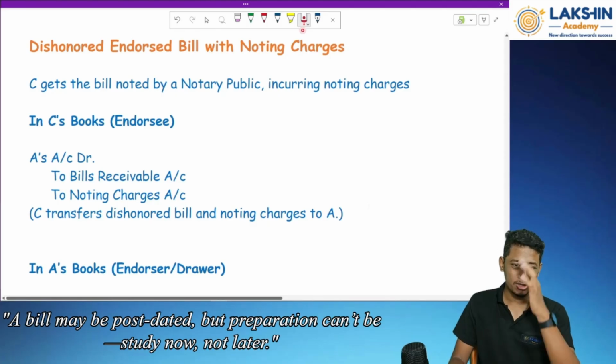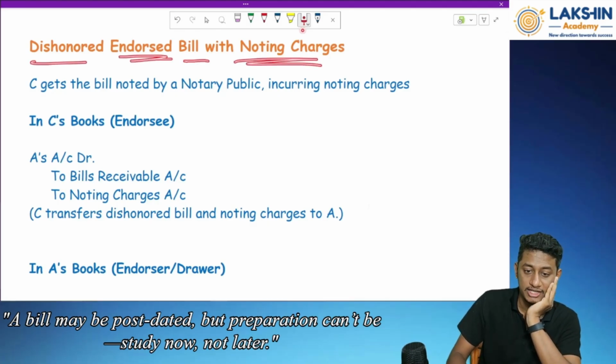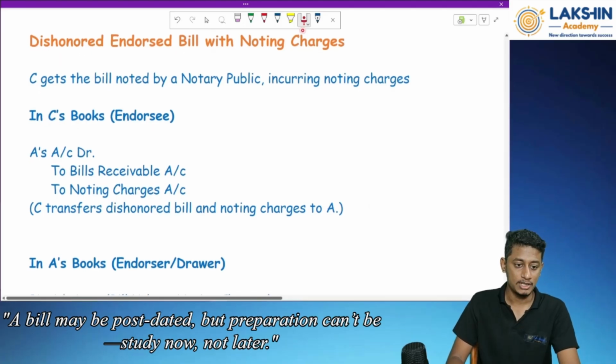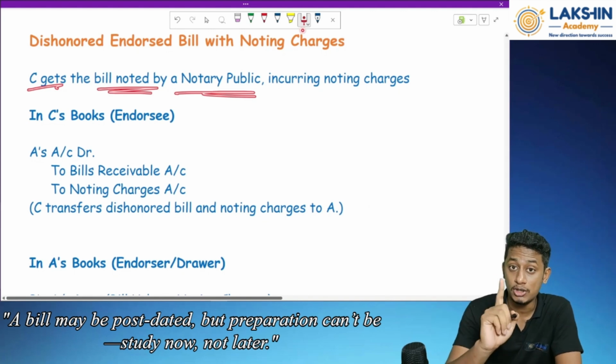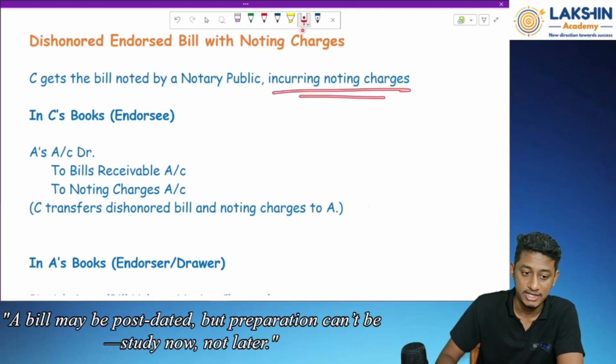So there's a small part over here: dishonored endorsed bill with noting charges. With noting charges, if the bill is dishonored, what to do? C gets the bill noted by a notary public. Now, Mr. A is not going to the notary public, but Mr. C is going to the notary public, saying that I will notarize the bill, including the noting charges. So in that case, what happens?